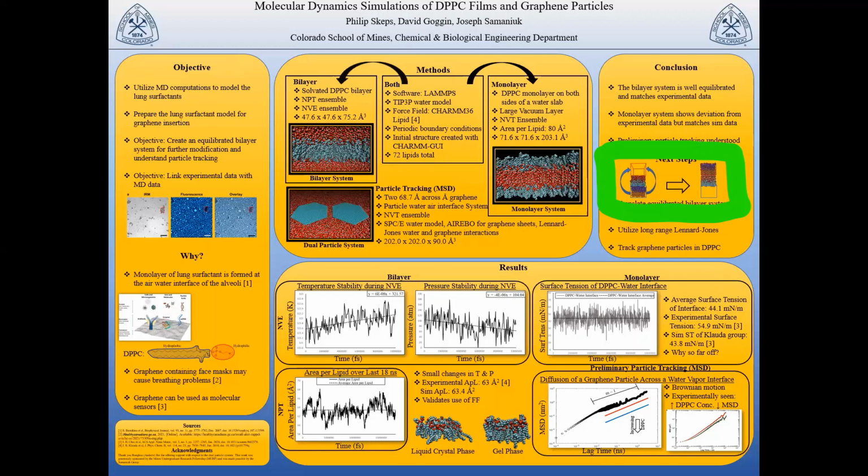In the future, I hope to design a program that can turn an equilibrated bilayer system into an equilibrated monolayer system for further testing, as shown in the image above. I also hope to incorporate long-range interactions for the CHARMM force field into LAMMPS and utilize these interactions to obtain more closely matching simulation to experimental data. Lastly, I hope to utilize my newfound skills in particle tracking to calculate the diffusivity of graphene particles across the DPPC monolayer and hopefully match experimental data calculated in the lab by the Salmonet Group.